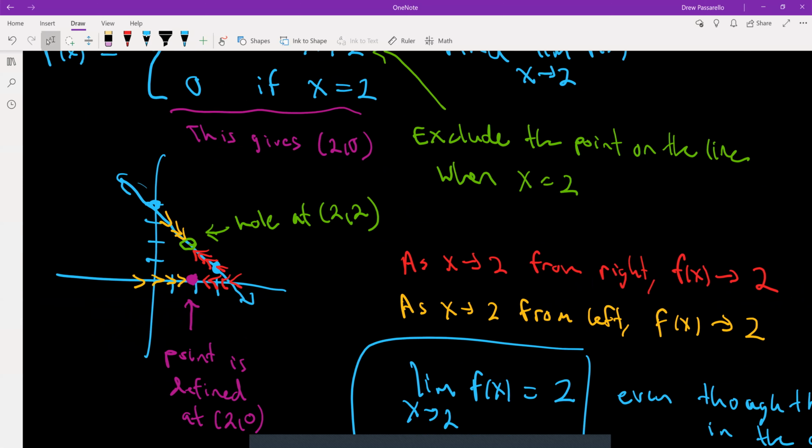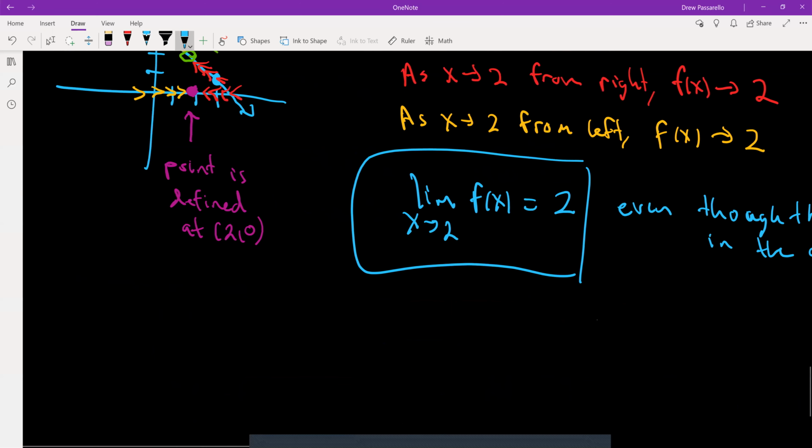So that's important because I have this point, that purple point that's defined, (2, 0). And the y coordinates, so the points that are around that, are on this line. And since they're on the line, they get closer and closer to the hole. They don't get closer to the purple point. Since we're dealing with this entire line minus the hole, that hole itself is actually the limit. So that's, I think, an important example.